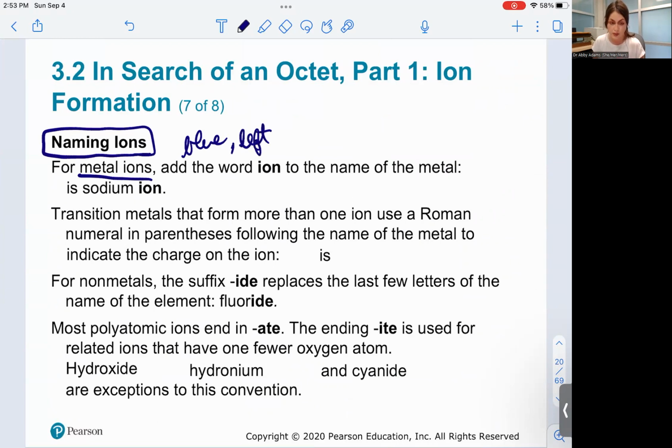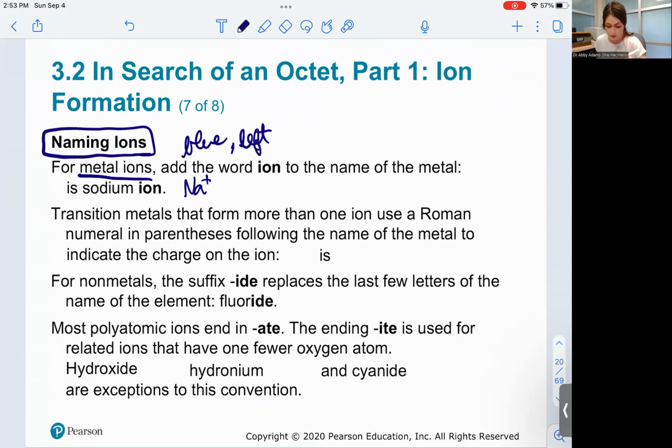So for the metals, we're going to add the word ion. Okay, so sodium, that's in group 1A. That's definitely a metal. That's definitely on the left side, and you can look at the periodic table. That's an ion. So that's a sodium ion. And it's more likely to lose an electron right there. Right? So sodium ion.